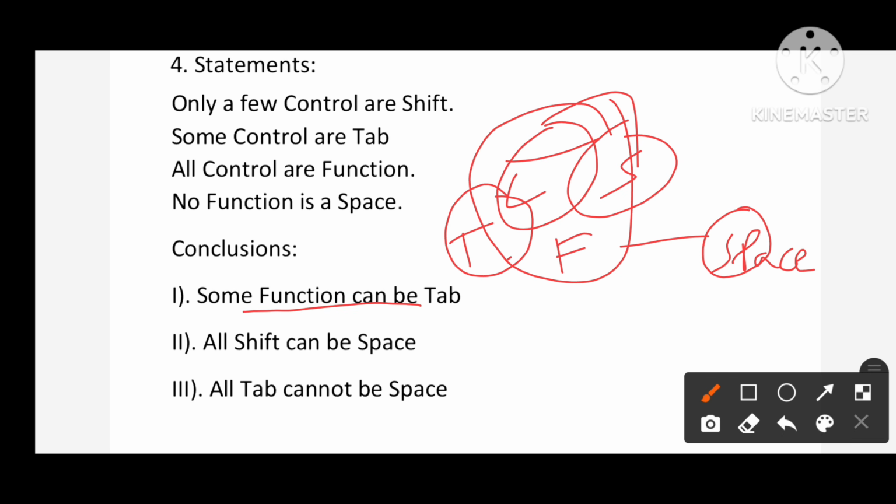It is already sharing some part and saying a possibility, so this case fails. All shift can be space. Can we place all shift inside a space? It is not possible, so this case also fails.